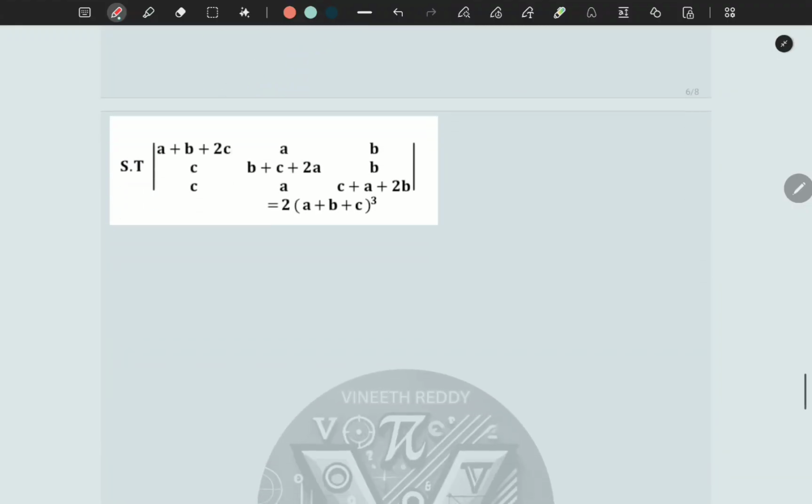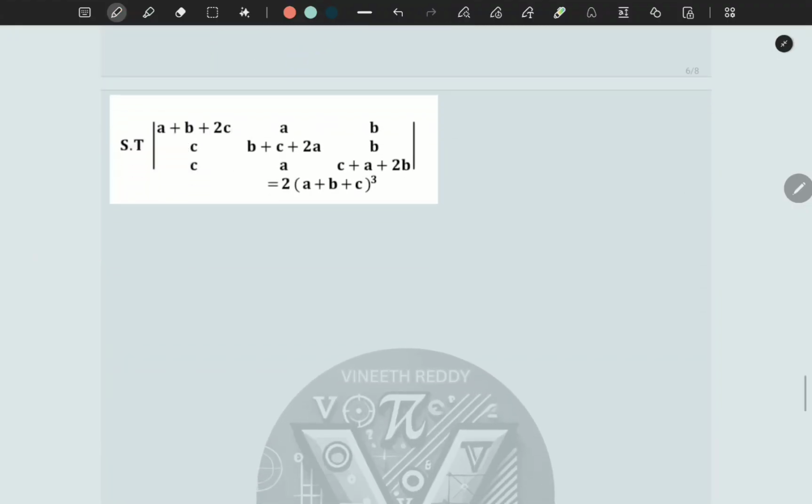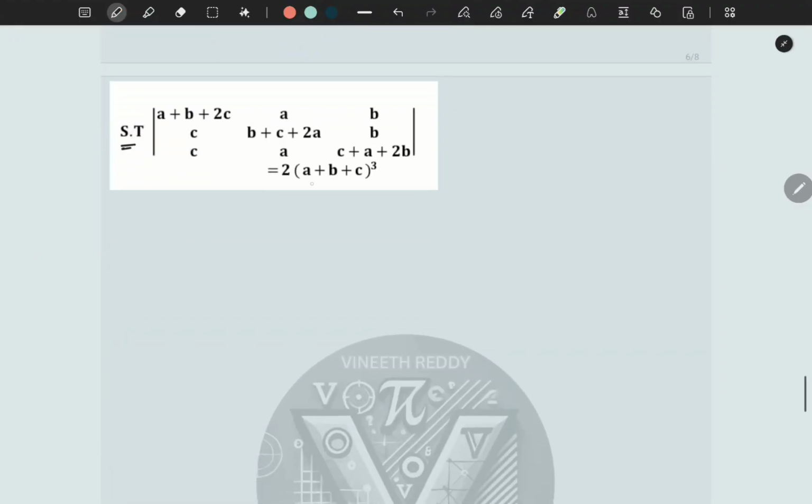Now let us go to the next question. The next question says we need to show that this determinant is equal to 2 times (a plus b plus c) whole cube. So very simple, dear students. We will do one thing here. From row 1 we will subtract row 2. What is the advantage of that? We will be getting a plus b plus c here, right?